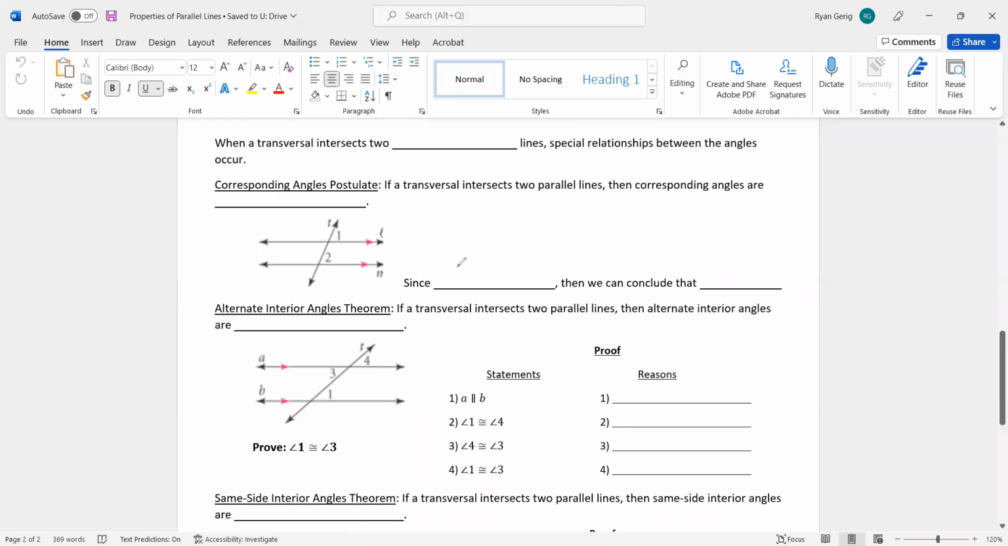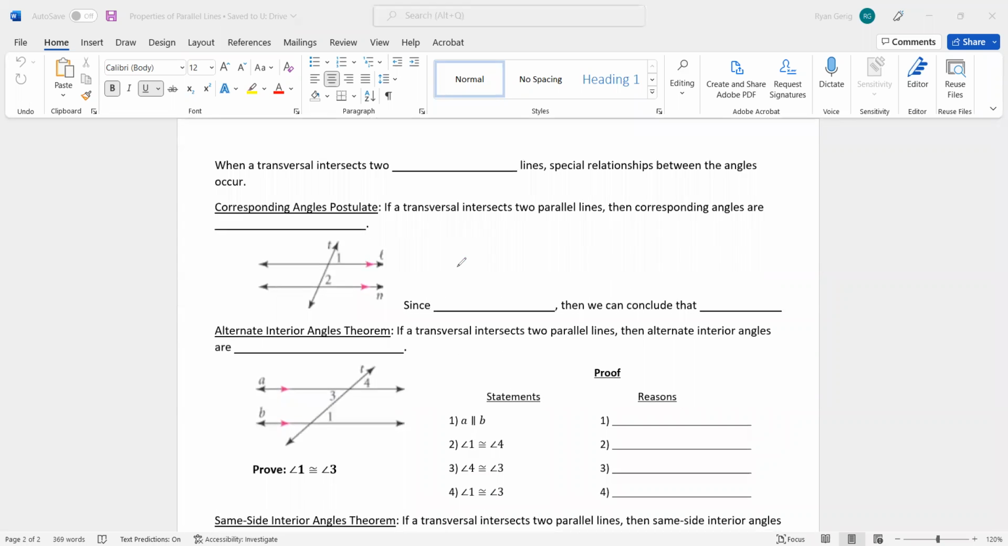All right, when a transversal intersects two parallel lines, now we're talking parallel, nothing on the front side about parallel. Now I'm getting into parallel. Special relationships between the angles occur. And we've got three postulates or theorems here. If a transversal intersects two parallel lines, then corresponding angles are congruent.